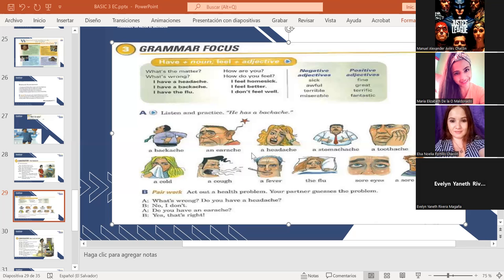Okay, David Constanza, raise your hand. Yes, tell me. Siempre hay que ponerle an, el a, el n para decir an. Siempre hay que poner el artículo indefinido que corresponda. Y según la regla es, we use A if the next word begins with a consonant sound. Solo observen cuando digo the flu, ahí hay diferencia. Y sore eyes. He has sore eyes.